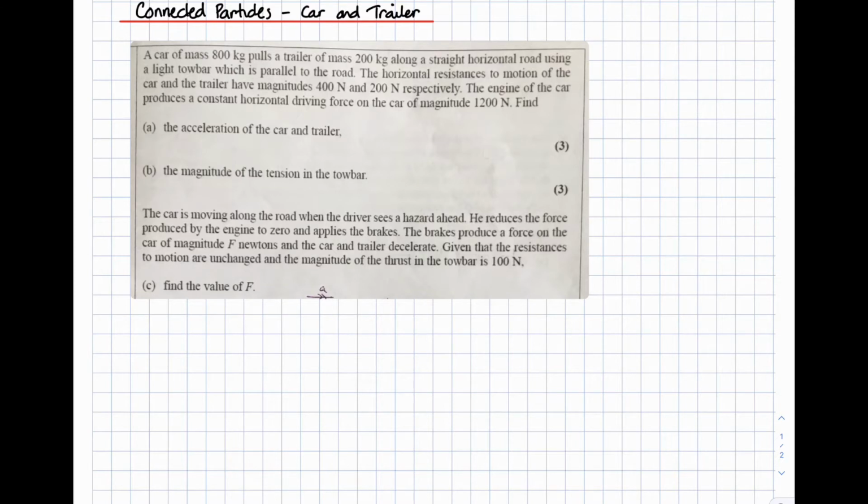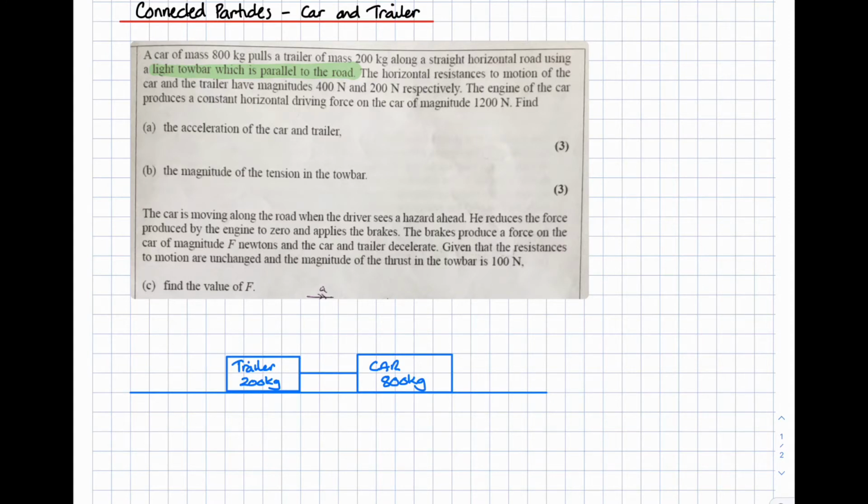So here's our road, and we're going to have a car. Now I'm just going to draw some simple boxes just to illustrate these objects. So this is going to be the car, and behind the car we're going to have a trailer. And what do we know about the car? The car has a mass of 800 kilograms, and we've got a trailer which has a mass of 200 kilograms, and they are connected by a light tow bar which is parallel to the road. So we can indicate that as such.